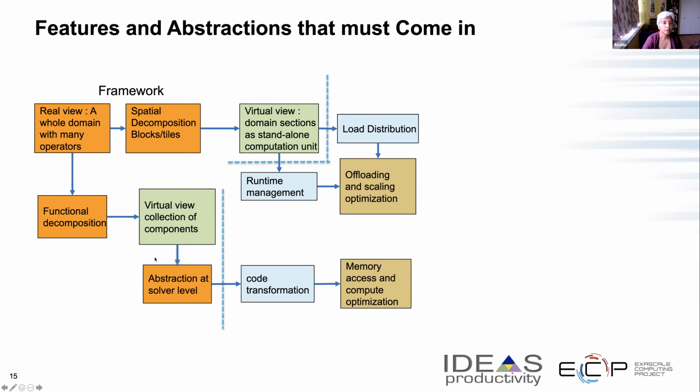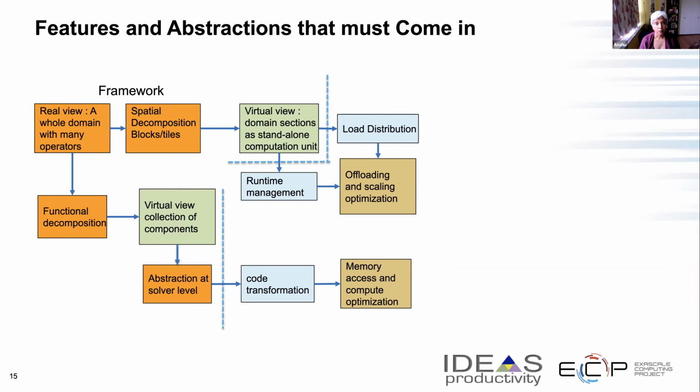Similarly, the virtual view of components remains the same. This is still implementing the numerical methods and the model, but now what we may have to do is have abstraction at the solver level, which may then need code transformation so that you don't have a combinatorial explosion of maintaining a different version of the code for each different device that you may be supporting. And that will still be doing the memory access and compute optimization.